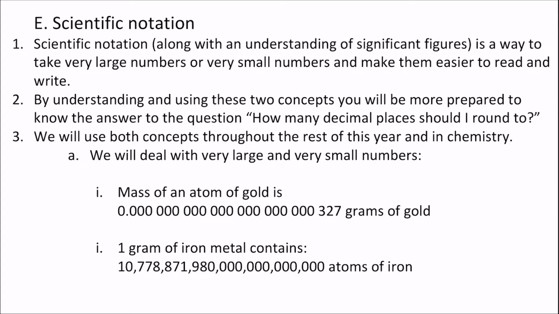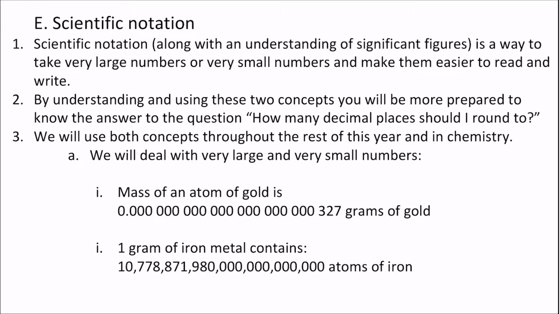All right? So let's start at the beginning. Scientific notation, along with an understanding of significant figures, is a way to take very large numbers or even very small numbers and make them easier to read and write. By understanding and using these two concepts, you will be more prepared to know the answer to the question, how many decimal places should I round to? We will use both concepts throughout the rest of this year and next year in chemistry.